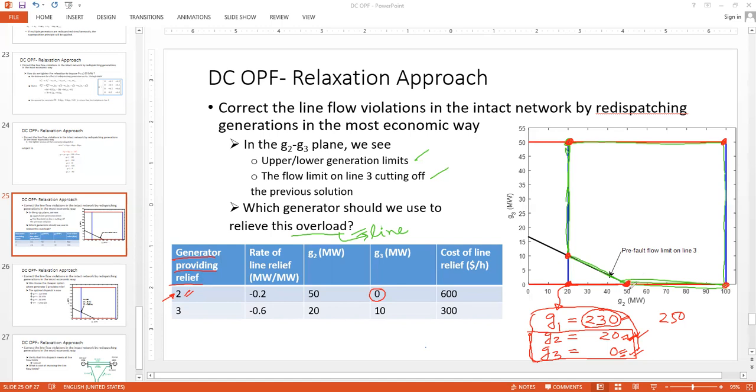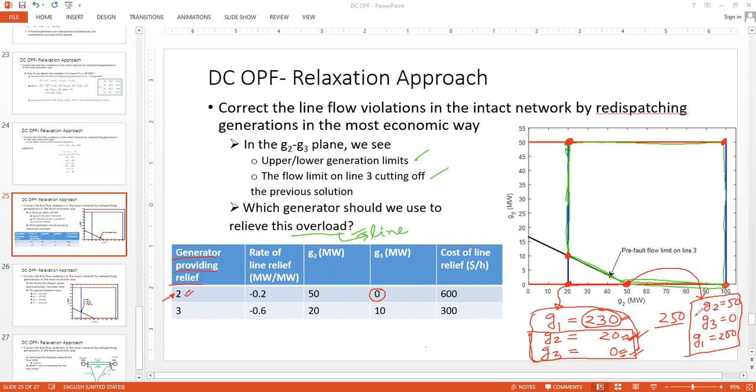So G2 will give me how much? G2 will give me now 50. I have to take 50 from G2. From G3, I will still take 0. So because the demand is 250, from G1, I can only take 200. So this is the new ELD at this point.